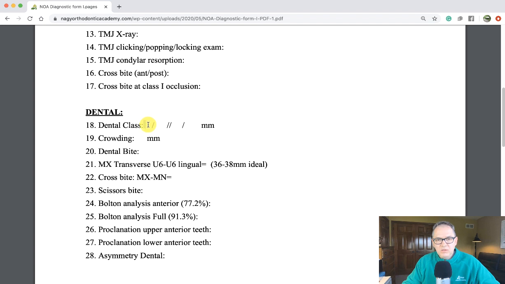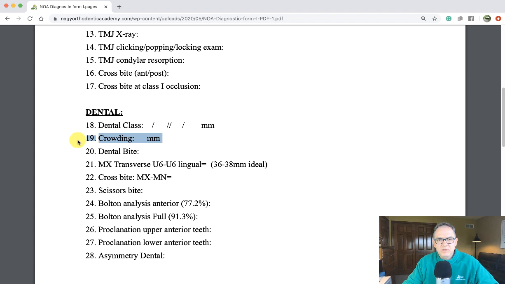Is the molar on the right side how many millimeters class 2? Here you would put how many millimeters of class 2 the molar is. Here you would put how many millimeters of class 2 the canine is on the right side. The double dash means the midline, and this is the left side. So on the left side at the canine, how many millimeters of class 2 there, and on the left side at the molars, how many millimeters of class 2 there. So this is where your dental class comes in, okay? If the patient is class 1, then you don't put anything here because it's class 1 everywhere.